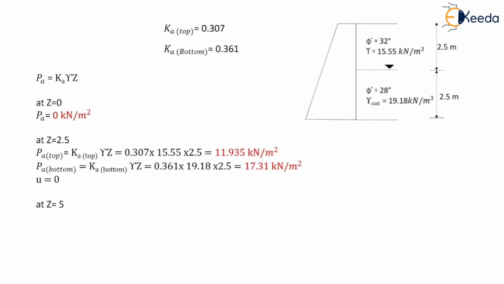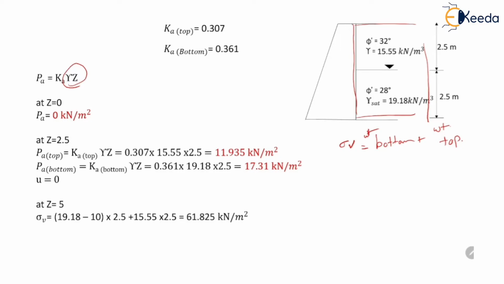So at the depth z equal to 5, the value of gamma z will be equal to sigma V, where sigma V is the total weight of the overlying soil. So this sigma will be equal to the weight of the bottom layer plus the weight of the top layer. Here we can write sigma V, where the weight of the bottom layer is equal to density into height because we have taken the area as 1 unit.